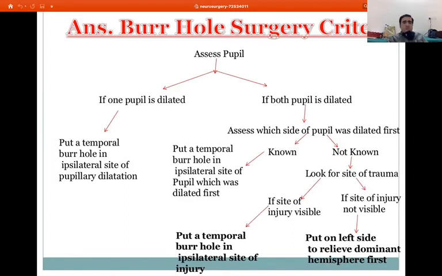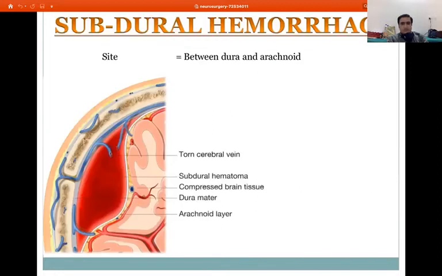This type of management is usually done in a primary setup where CT scans and other facilities are not available. The patient's condition is very critical, and the patient may not survive if not intervened properly. So these are the criteria where we can do a burr hole to save the patient.